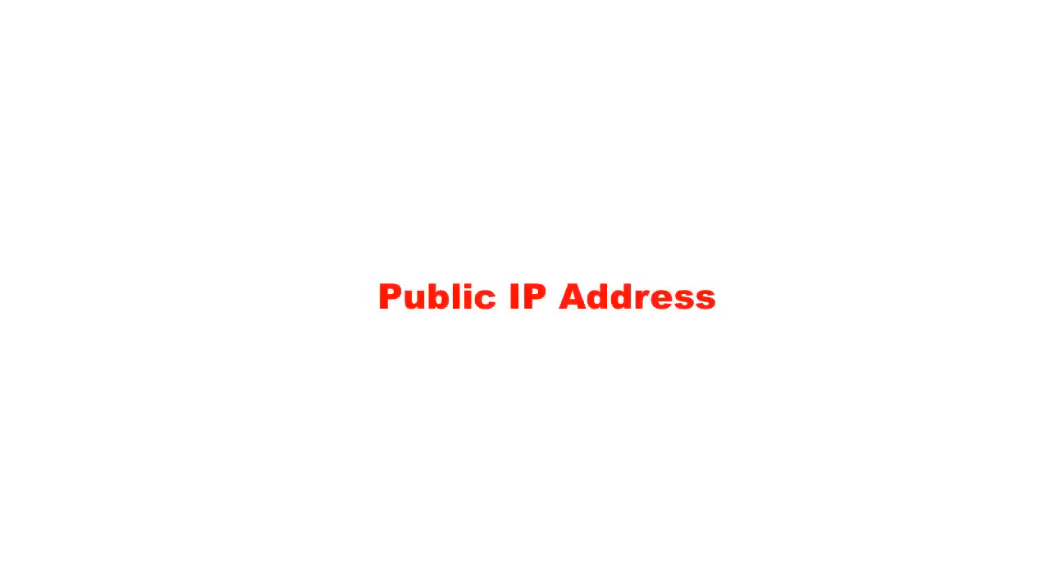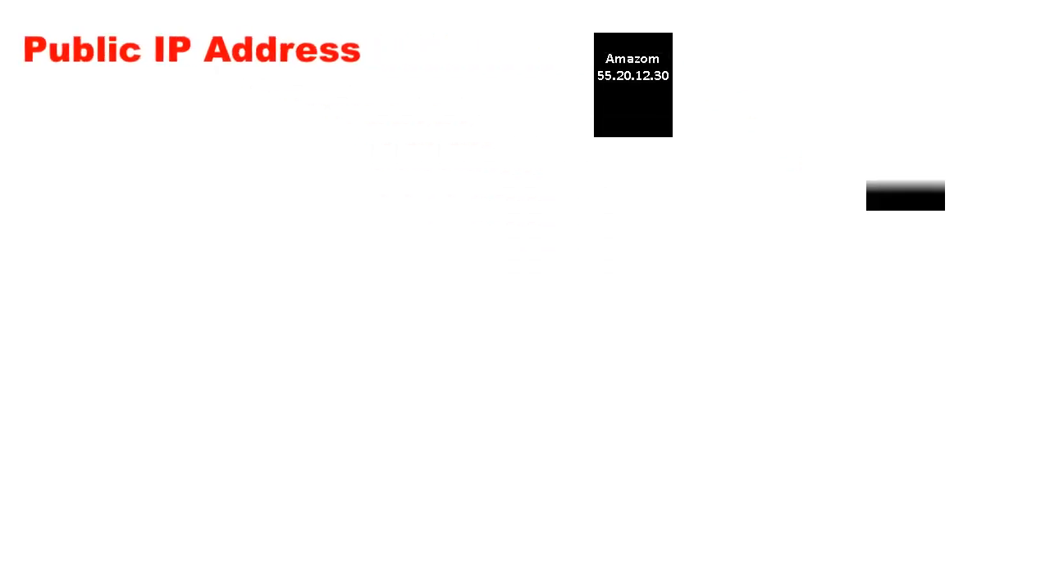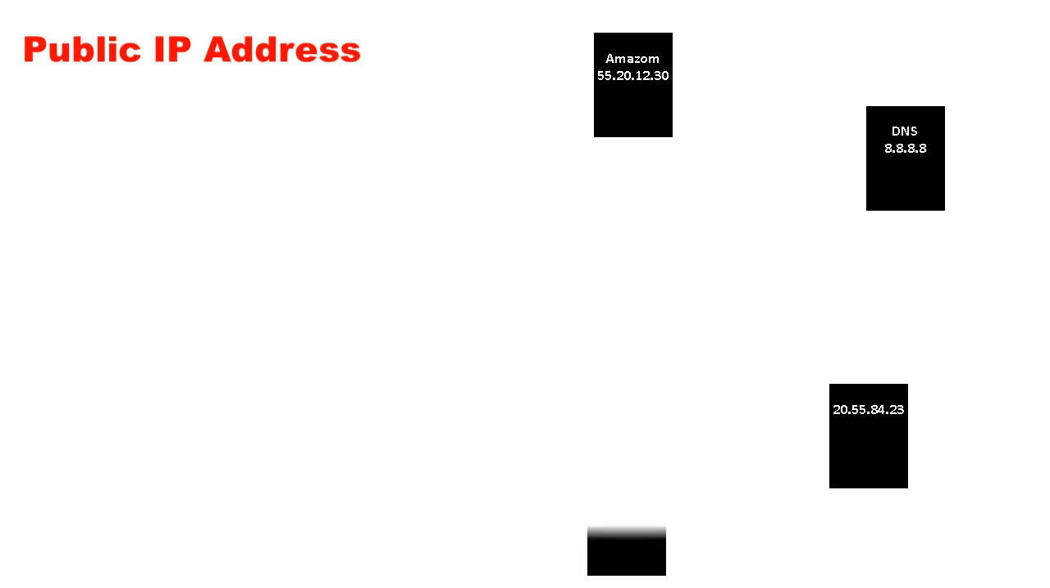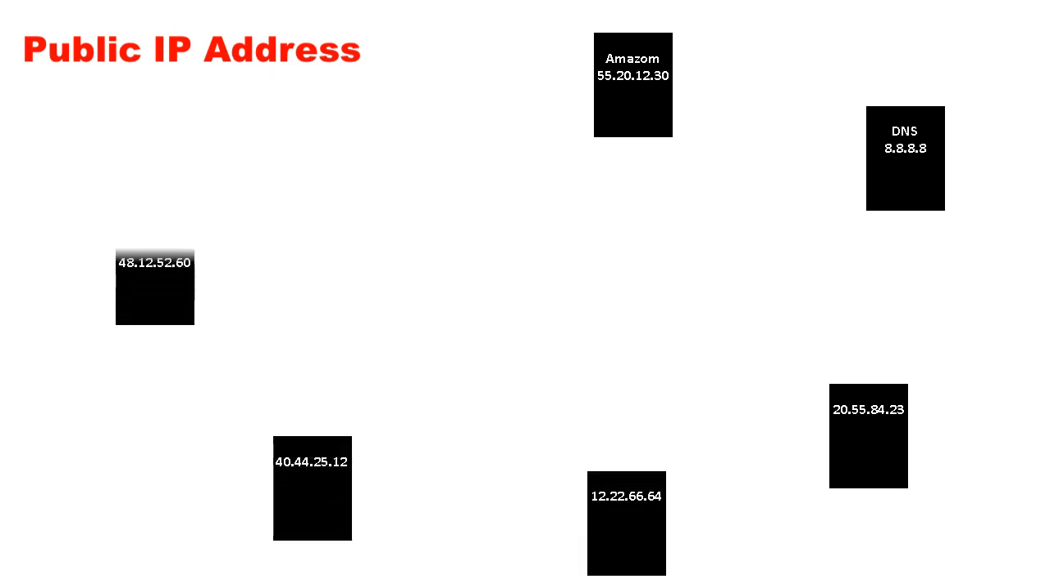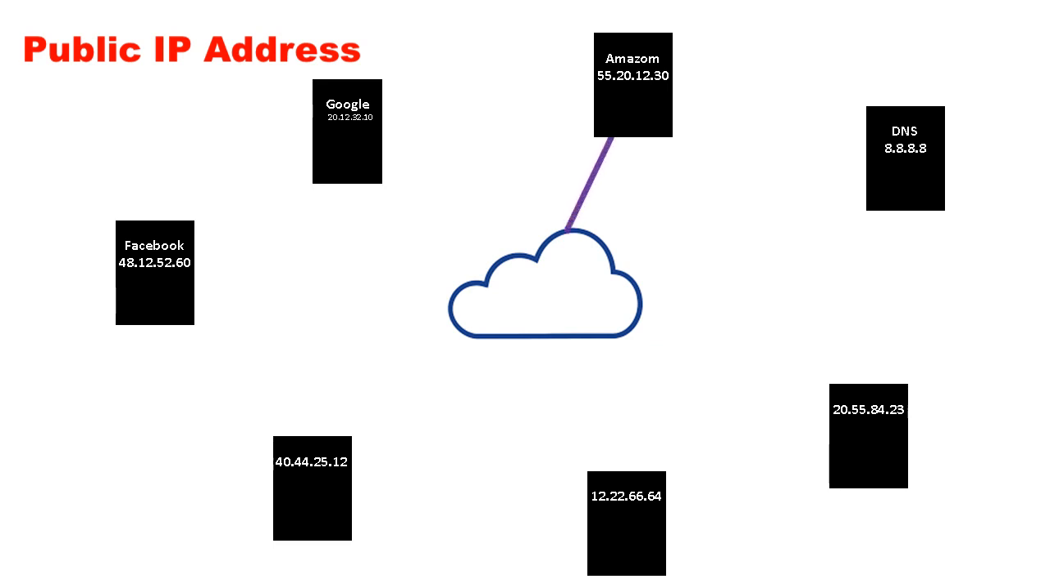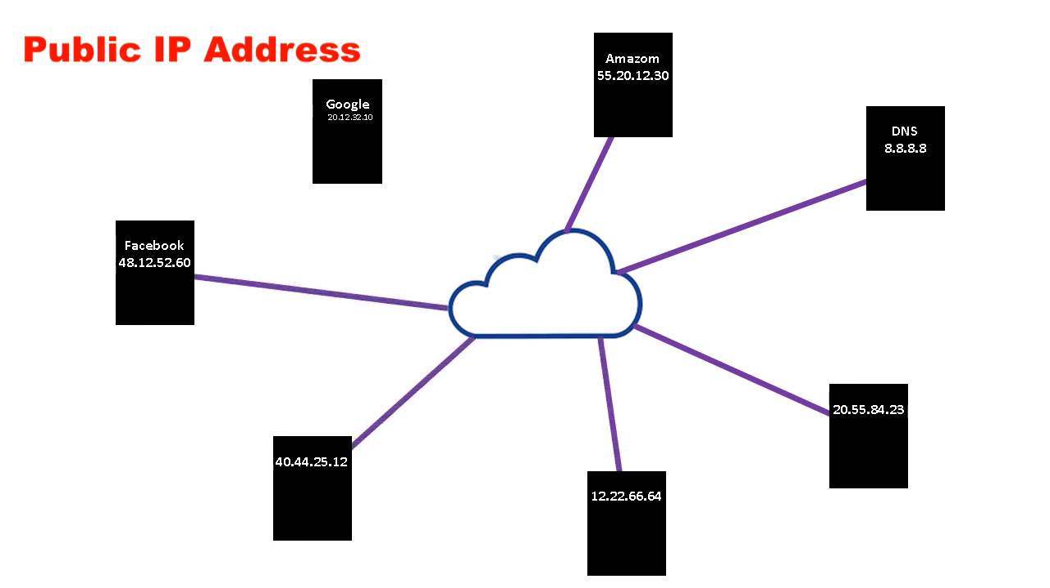Now let us discuss public IP address. Public IP addresses are global addresses that are used on the internet to identify a networking device. One device having a public IP address can access another device across the internet having a unique public IP address. There are a limited number of public IP addresses which are reserved for use and identify devices across the public network.